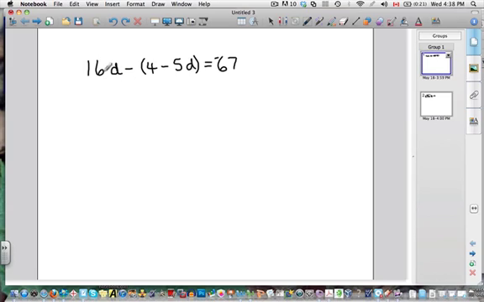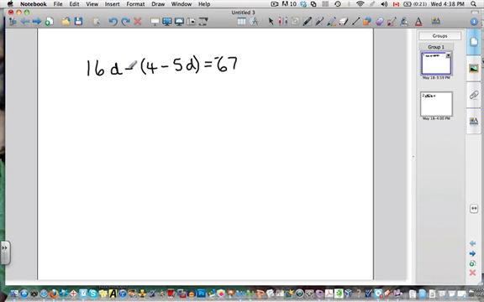So the first thing I look at is, can I simplify either side? Well, this side is already simplified. The left-hand side is not simplified, so I follow my BEDMAS rules. Brackets. Can I combine these terms? No, I cannot. They are not like terms. If it was 4d minus 5d, I could, or 4 minus 5, I could, but it is not. So I cannot do that.